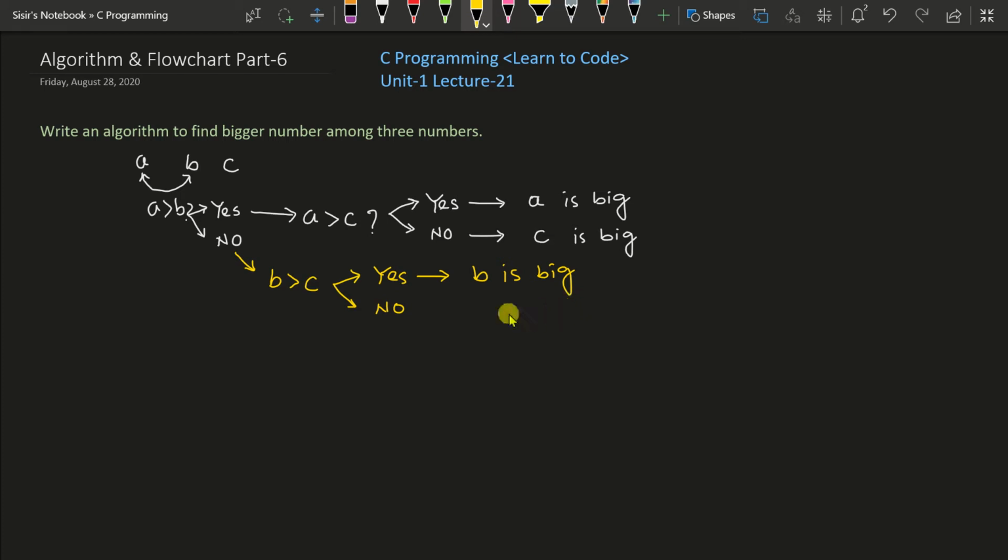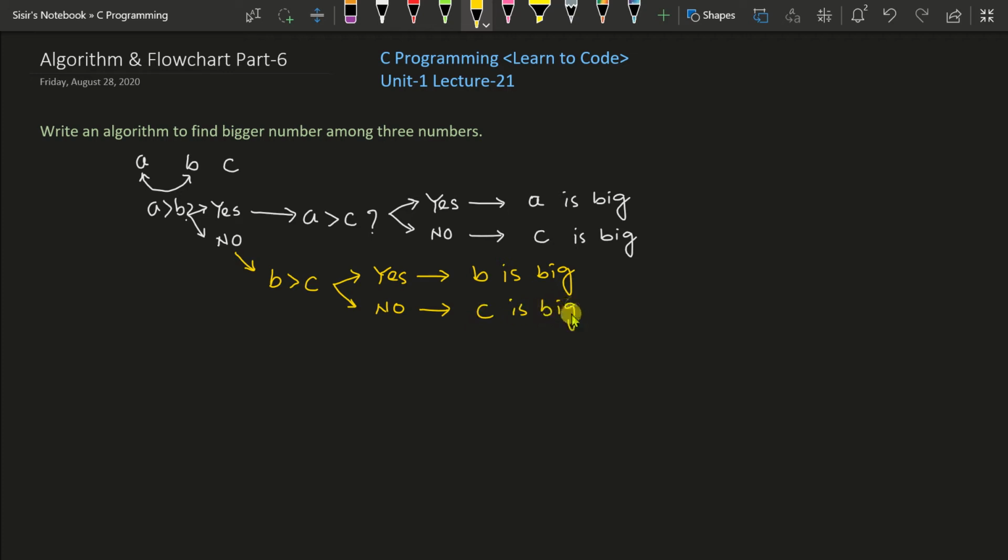Okay. Similarly, we have to find out for the no case. Now I am starting from here. A greater than B is false. That means B is bigger than A. Now B is bigger than A, but B is not bigger than C. That means B is smaller than C. So in this particular case, see again, A greater than B is false, that means B is bigger than A, but B is not bigger than C. So which one is bigger? C is bigger.